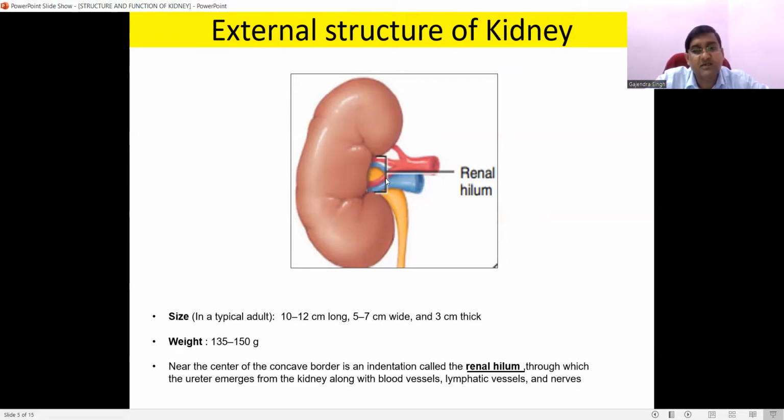The size of the kidney in an adult human being is around 10 to 12 centimeters in length, 5 to 7 centimeters in width, and around 3 centimeters in thickness. The weight is anywhere between 135 to 150 grams for each kidney.